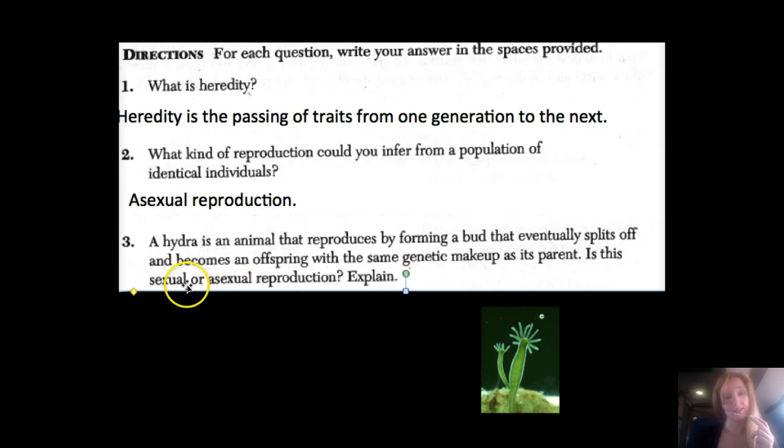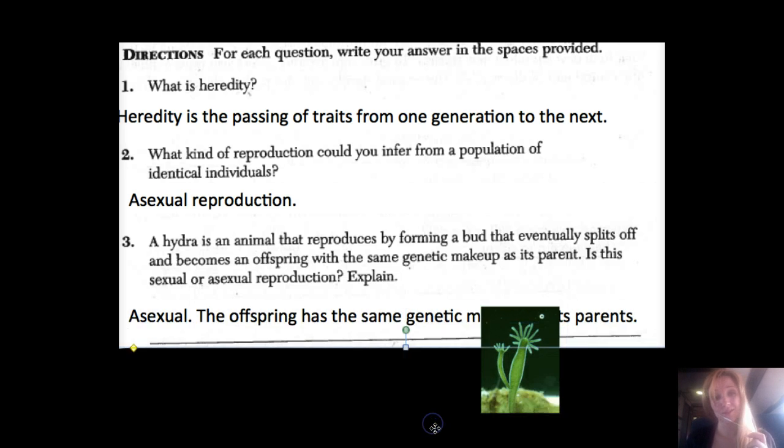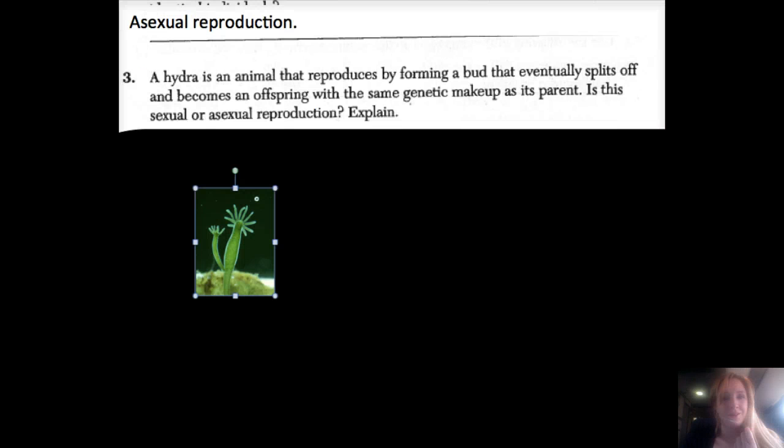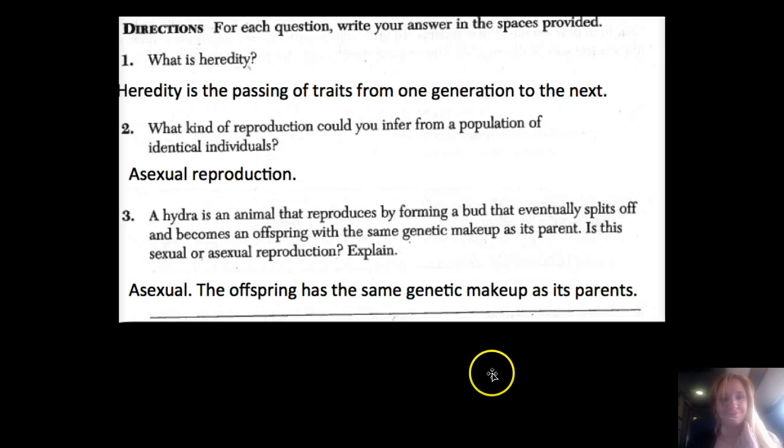Is this sexual or asexual reproduction? Well, the clues were that it has the same genetic makeup and it buds. And in the video for the guided instruction for this, we did talk a lot about this. So this little thing right here starts growing off its mother, and then boop, buds off and becomes identical to that. So it's definitely asexual reproduction. It has the same genetic makeup as its parent. Which reminds me, the secret word for this lesson is hydra.